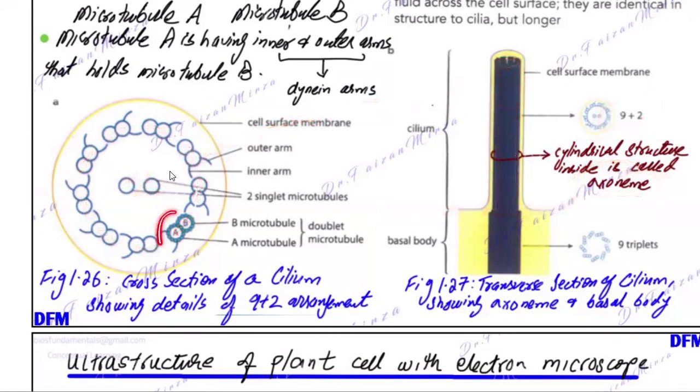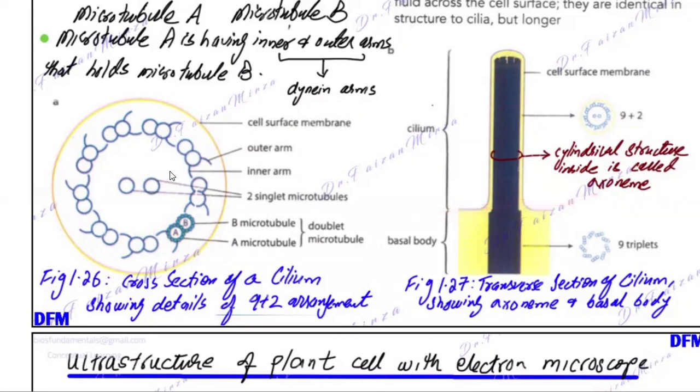These doublet microtubules are of two types, A and B. The B microtubule holds A, and A has certain protein arms called dynein arms, and these arms hold the next doublet, and so on and so forth. Every doublet is held by the next doublet, and it is the microtubule A that holds the next doublet using its dynein arms. What is present just below this 9 plus 2 arrangement?